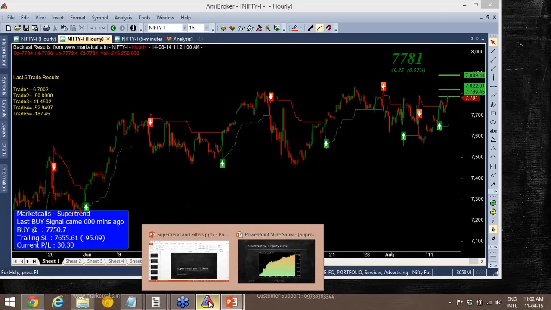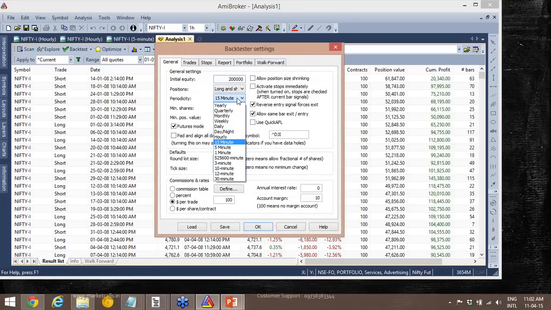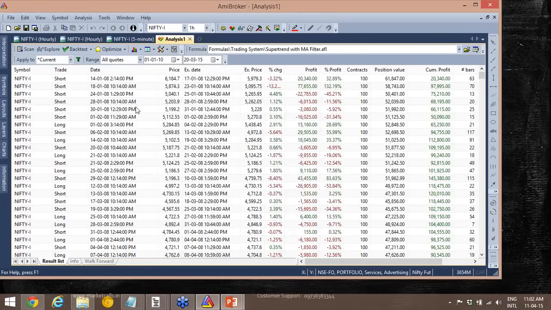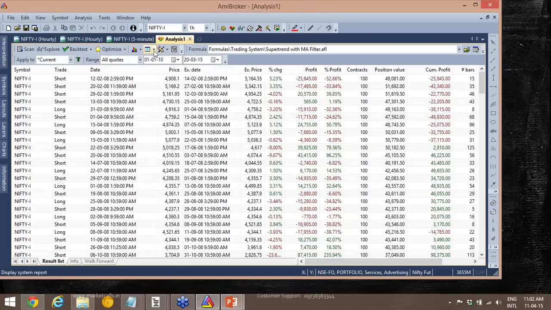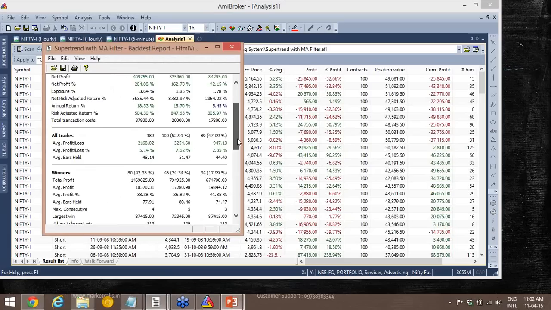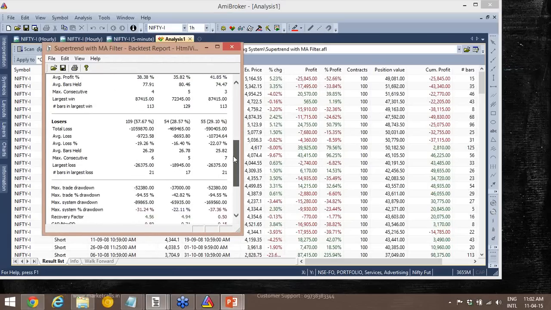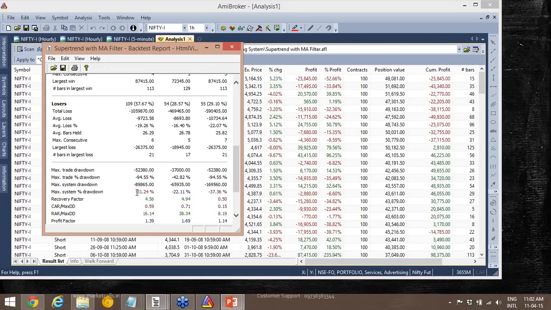Fine, one final backtest and we'll finish this demo. I'm just going to an hourly chart and doing a backtest. Here the ending capital has decreased a lot because the number of trades has come down, and the winning ratio remains the same, somewhere around 42.33. It's not much risky or less risky; I should say it's moderately risky.